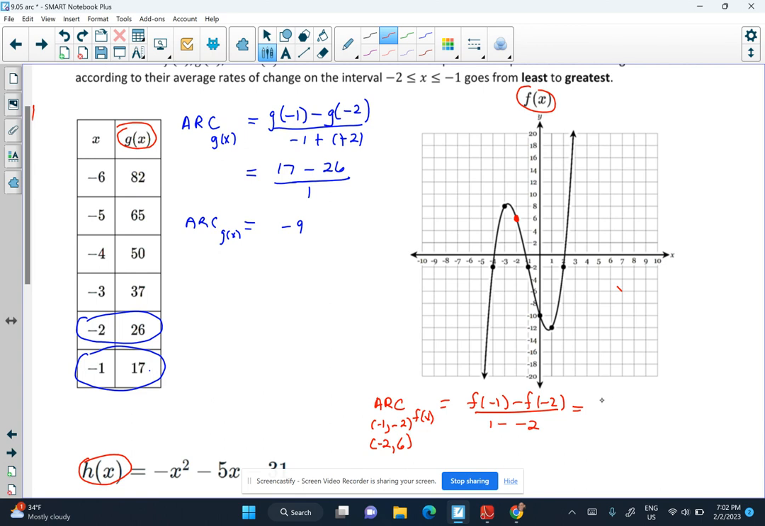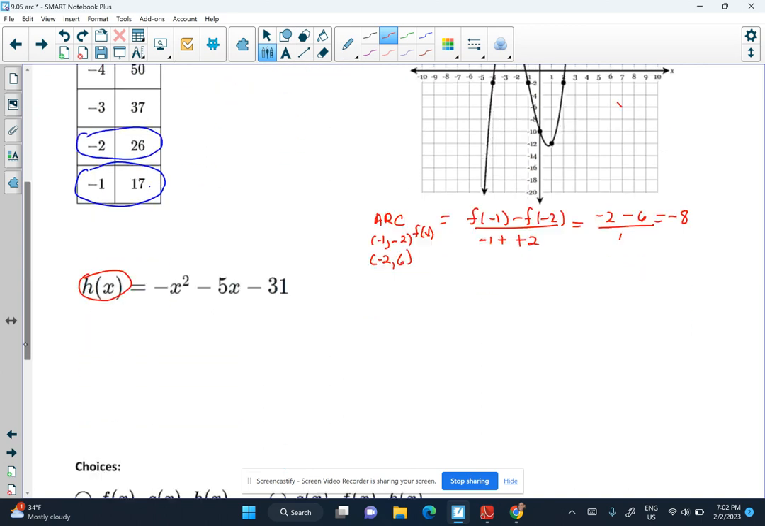So f of negative 1 is negative 2. F of negative 2 is 6 over 1 minus a minus 2 is 3. Actually, this should be a negative 1. So this is positive 1. Sorry about that. I'm glad I caught that. And that gives me a value of negative 8.